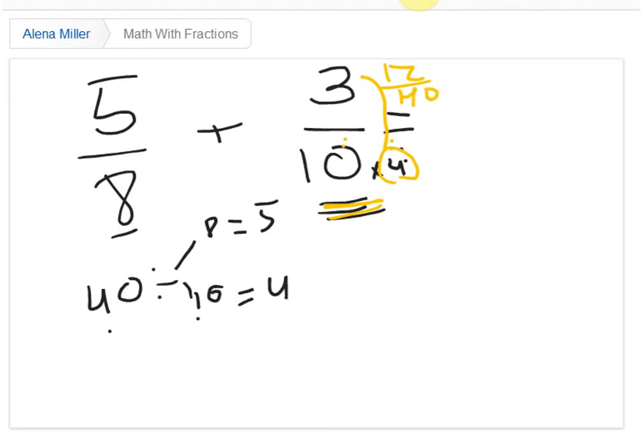Then you have to do the same with 5/8. 8 goes into 40 5 times. So you have to times 8 by 5. Then you have to times 5 times 5, which equals 25. So that would be 25 40ths. Now you can just go ahead and add.